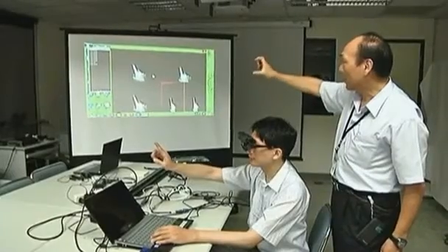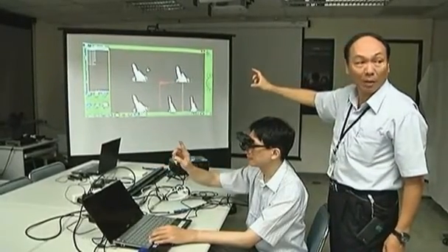ITRI's Golden Chiao says that the device uses a depth camera that records a user's hand movements. These movements are then processed and displayed on the monitors in the glasses.